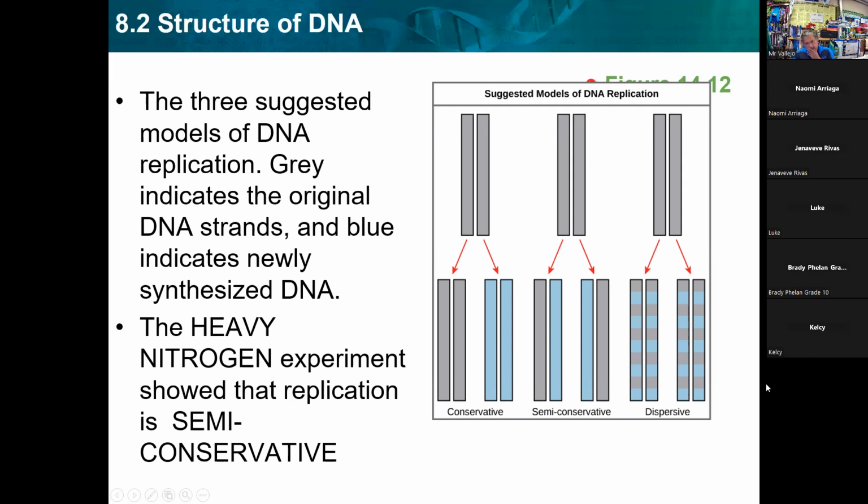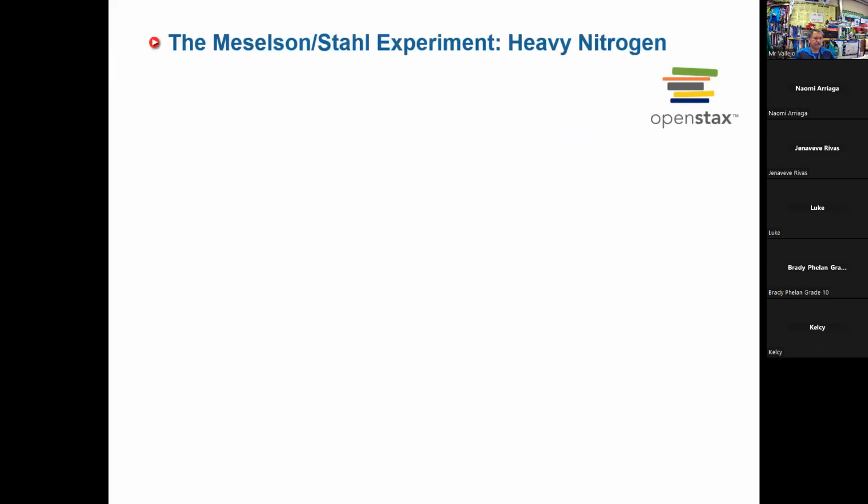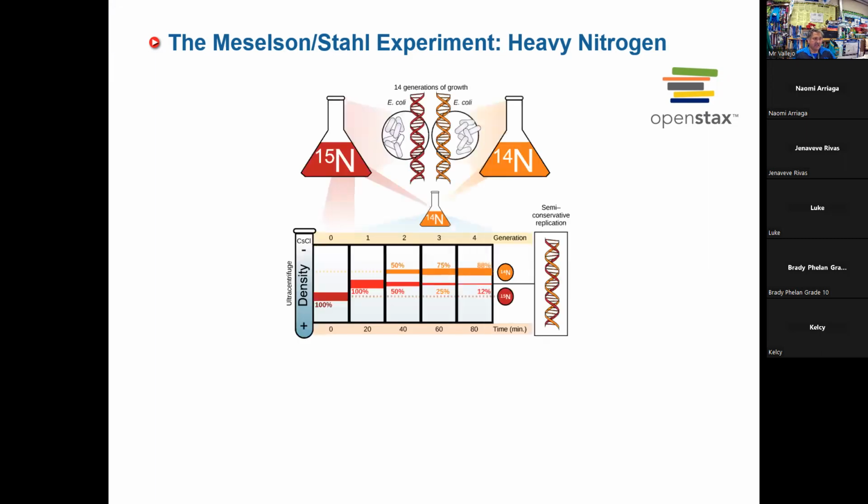If you take a look at the second generation after this one, it's even more apparent, and you can tell by looking at the banding patterns what is happening with the heavy DNA and the light DNA, with the heavy nitrogen and light nitrogen.